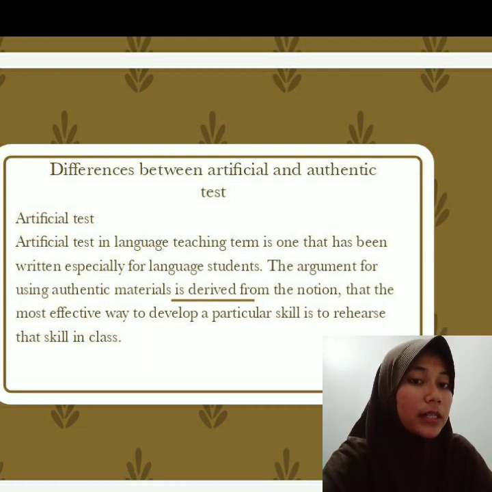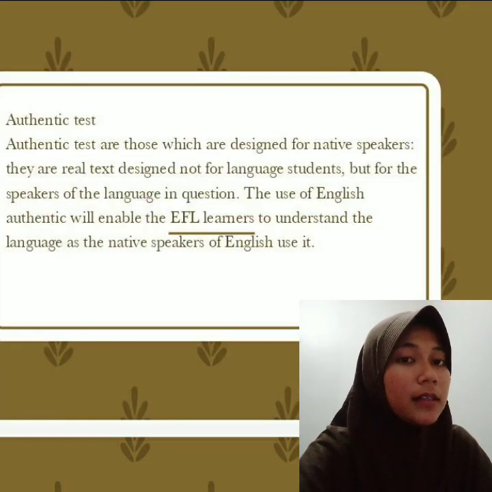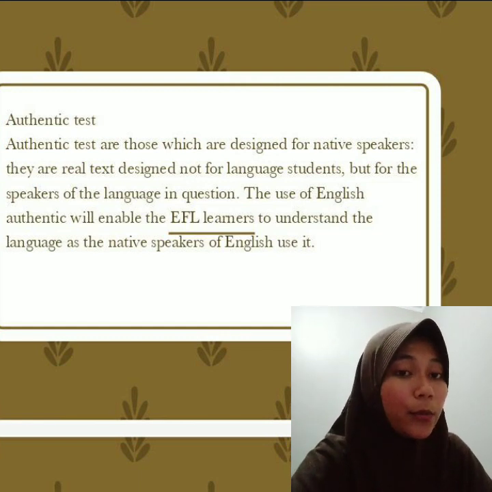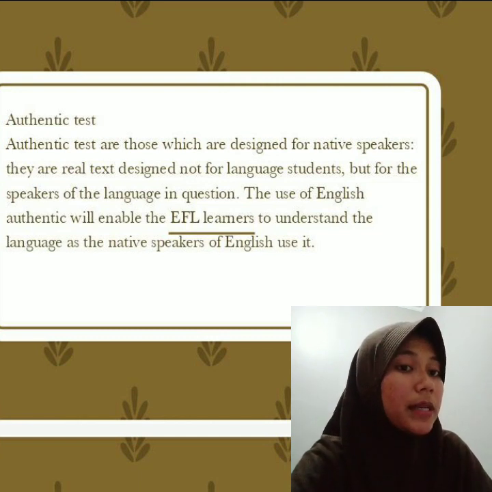The argument for using authentic materials is derived from the notion that the most effective way to develop a particular skill is to rehearse that skill in class. And the second, authentic test. Authentic tests are those which are designed for native speakers. They are real texts designed not for language students, but for speakers of the language in question. The use of authentic English will enable the EFL learners to understand the language as native speakers of English use it.